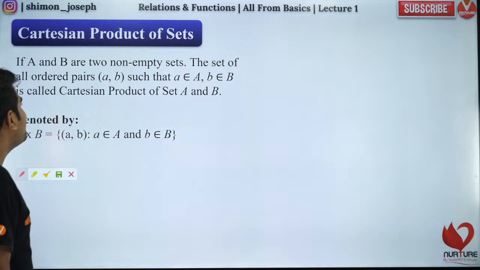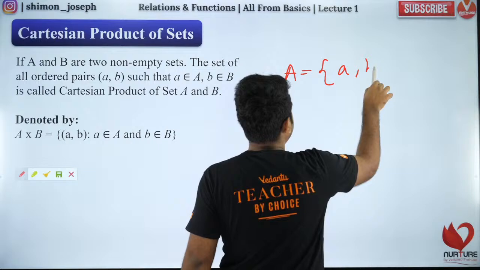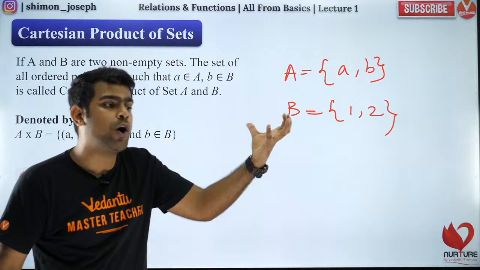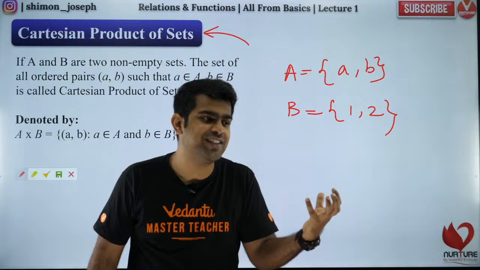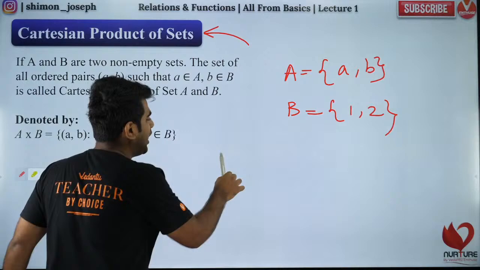Listen very, very carefully. So let's say you have two sets. Let's say you have set A as a comma b. And let's say you have set B as 1 comma 2. Now, how do you create ordered pair? Okay. So you create ordered pair by something called as Cartesian product. Cartesian product means you multiply two sets. So you basically do A cross B. Or you can do B cross A also.